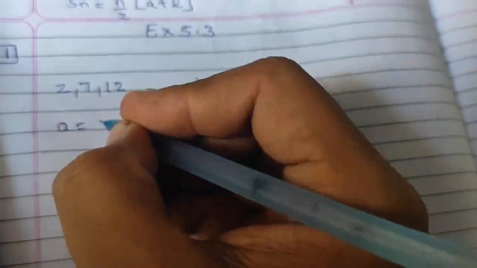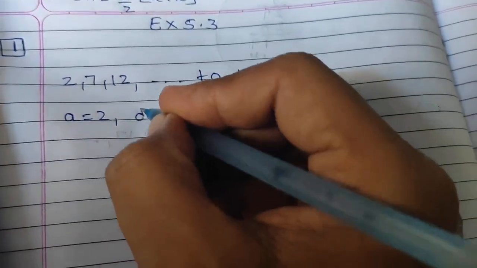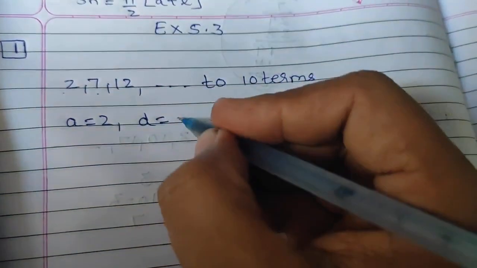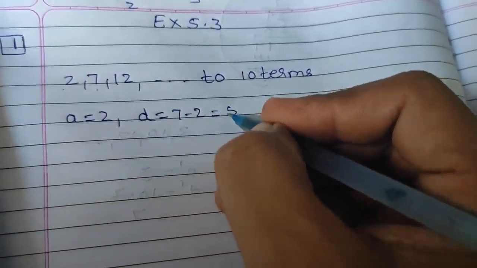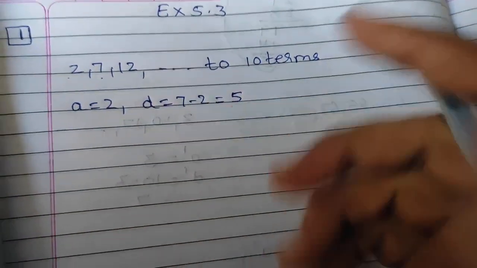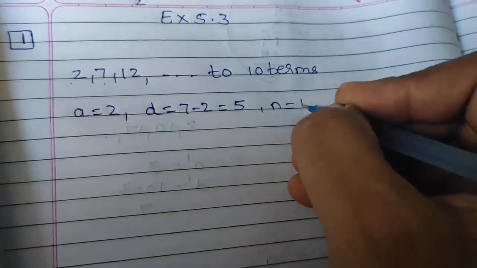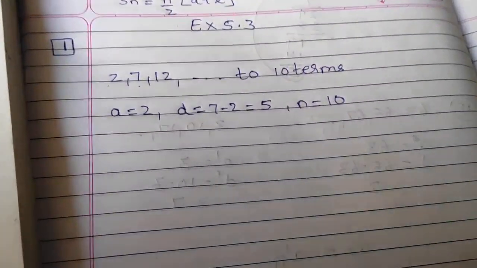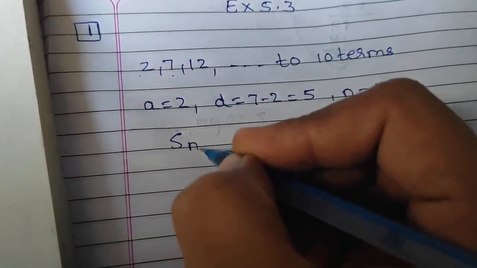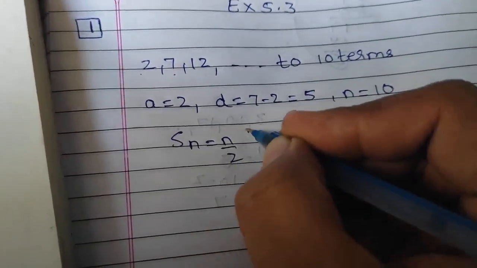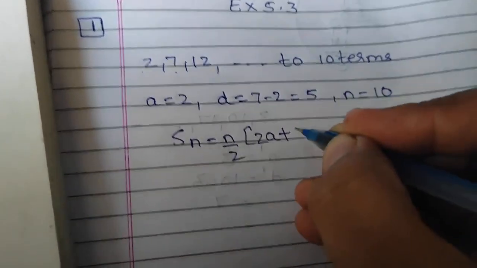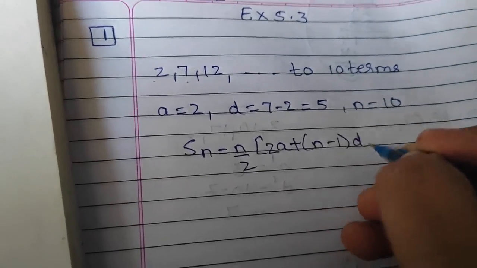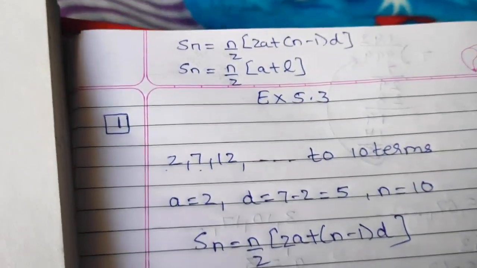So students, in this particular sum, the first term is 2. The difference is a2 minus a1, that is 5. And please check how many terms there are. The total number of terms is 10. And the question says find the sum. Sum means we have to find Sn. So the formula of Sn is n upon 2, 2a plus n minus 1 into d. This Sn formula we have to apply.